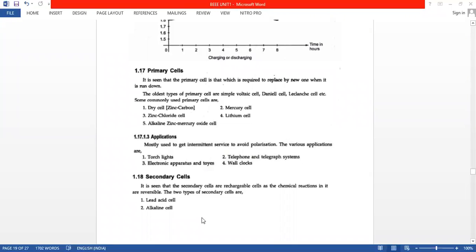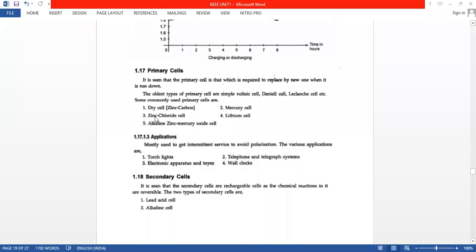What are secondary cells? Anyone tell me? The cells which can be recharged once again, which can be reused once again. Rechargeable cells are secondary cells. Where we use the rechargeable cells in all the smartphones, laptops we are using. Yesterday I have given the difference. In this material also it is there.